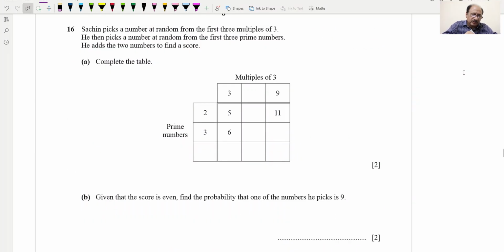Now question number 16. Question number 16 says Sachin picks a number at random from the first 3 multiples of 3.